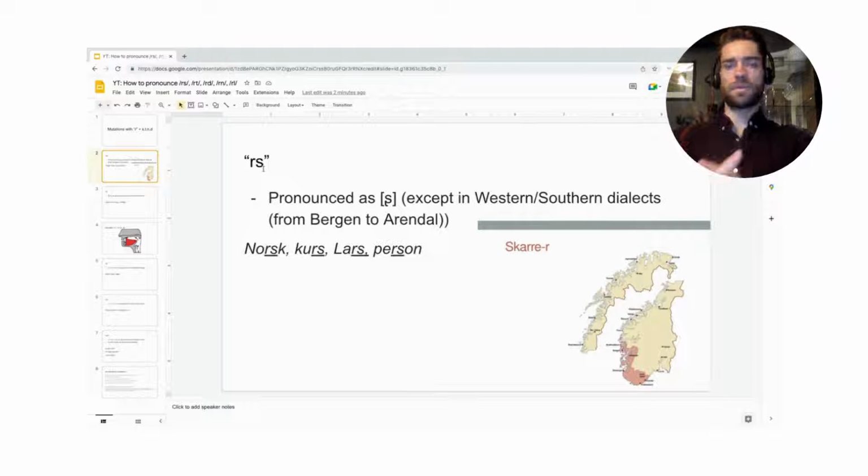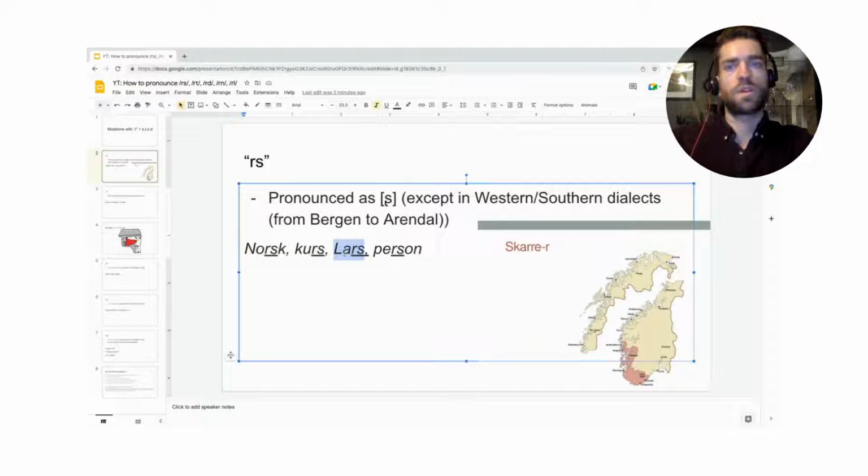So for example, we have the letter combination RS. This becomes sh in Norwegian. So we have the words norsk, Norwegian. We don't say norsk with a hard R and S, we say norsk. Norsk kurs. Lars går på norsk kurs, right? Lars, the common name.